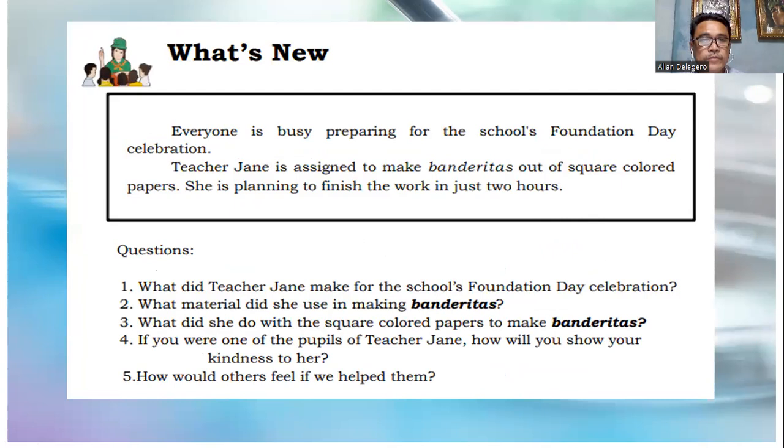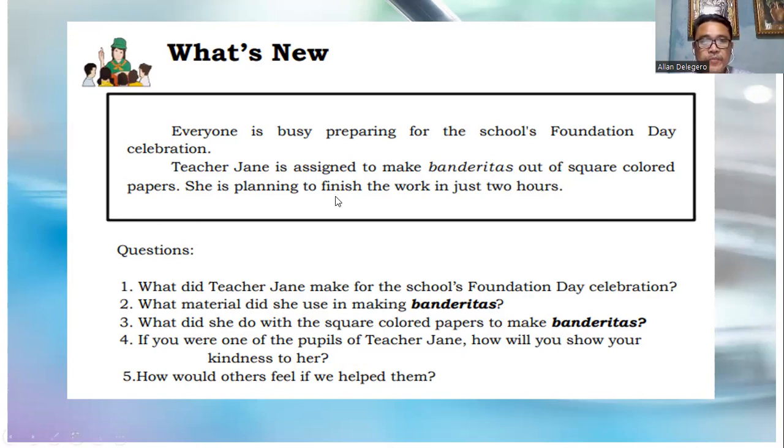Now, we are about to learn how to relate triangles to quadrilaterals. To better understand our lesson for today, we will have to perform this simple activity. I will read the problem.